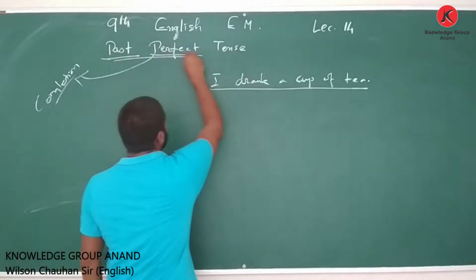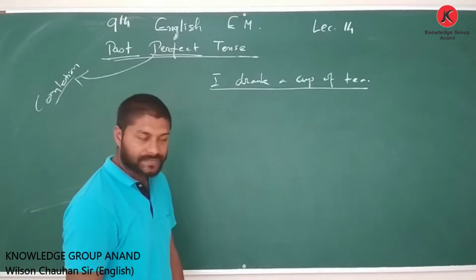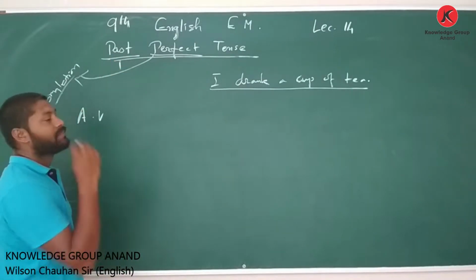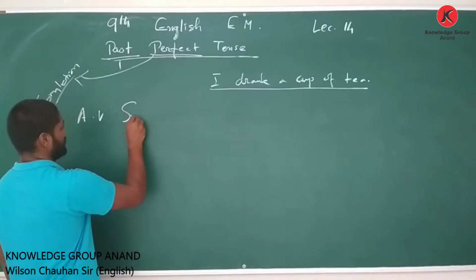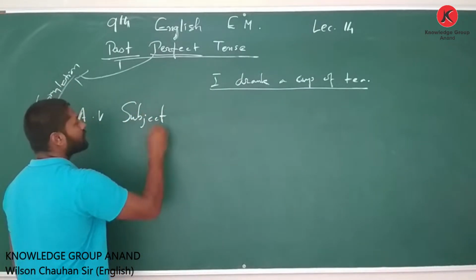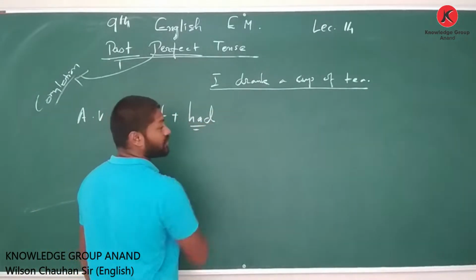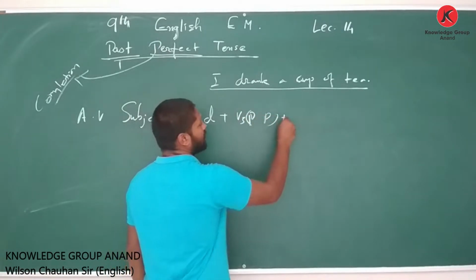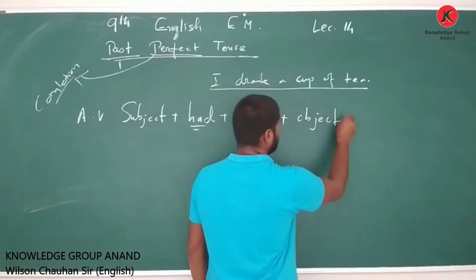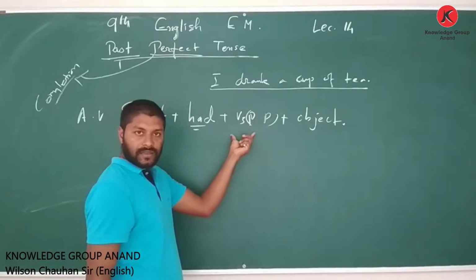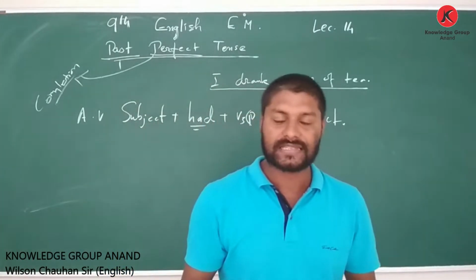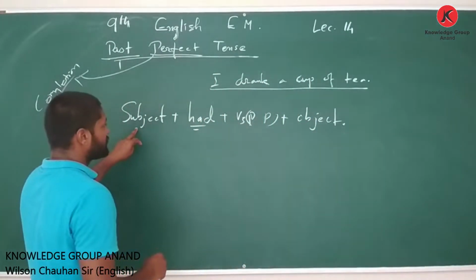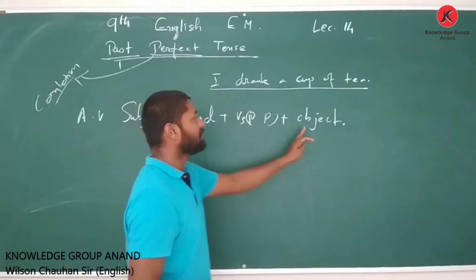Now, as we know that we have been learning different structures, let us once again see the structure of this. In active voice, past perfect tense, the structure should be subject plus had as auxiliary verb plus V3, that is past participle, plus object. From the verb point of view, we have the present tense, past tense and past participle. Now my dear friends, subject plus had plus past participle plus object.